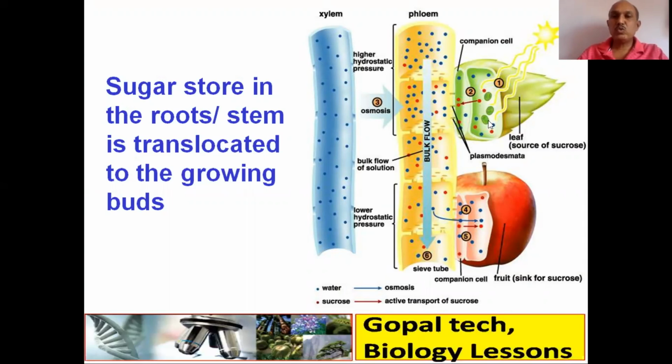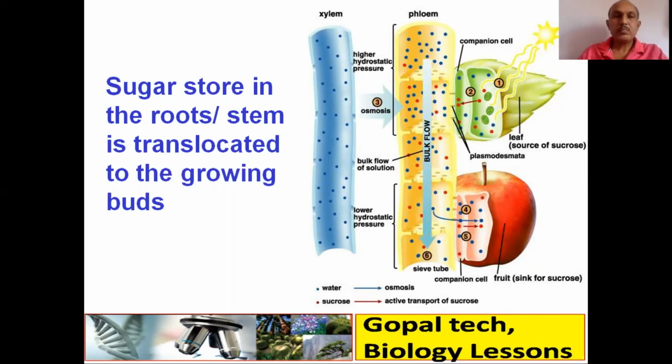So there is a sieve tube. Here is a companion cell. See that bulk flow, yeah, pressure flow. Here blue indicates osmosis, and that red color arrow mark indicates active transport of sucrose. So it requires energy. So you can make a difference also.